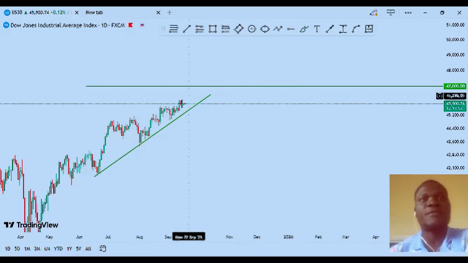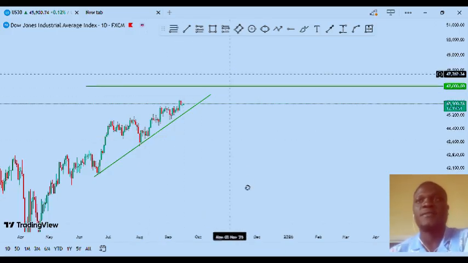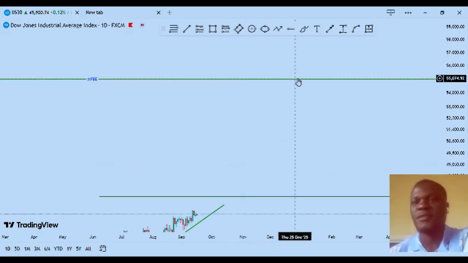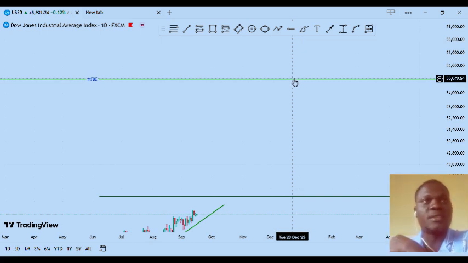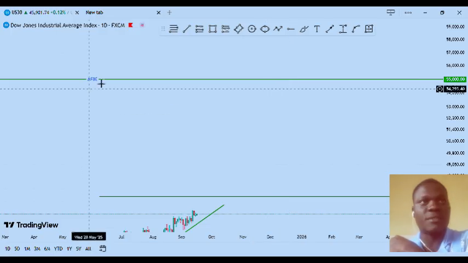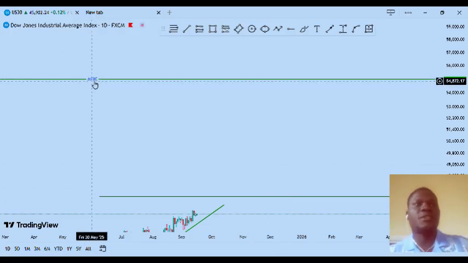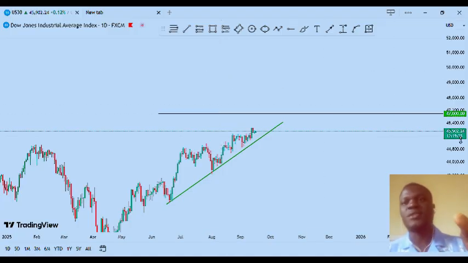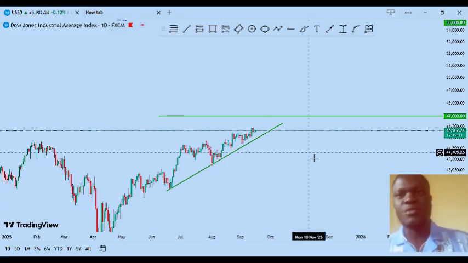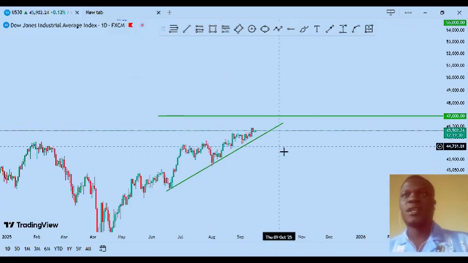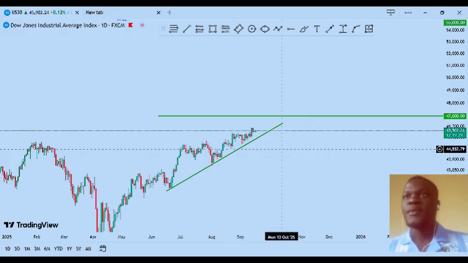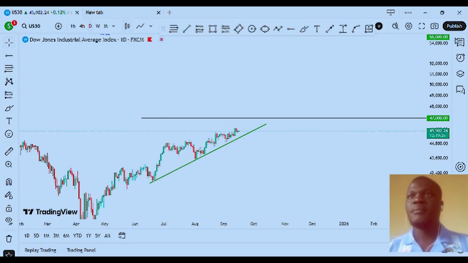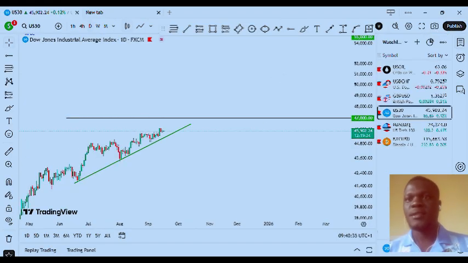47,000 for US30, but the overall target is 55,000. This 55,000, I've already done analysis on that. This is the monthly Fibonacci extension level. You can go watch my previous video analysis. I did a breakdown on this, and I don't want to bore you with this again, so you can go watch my previous analysis on that.